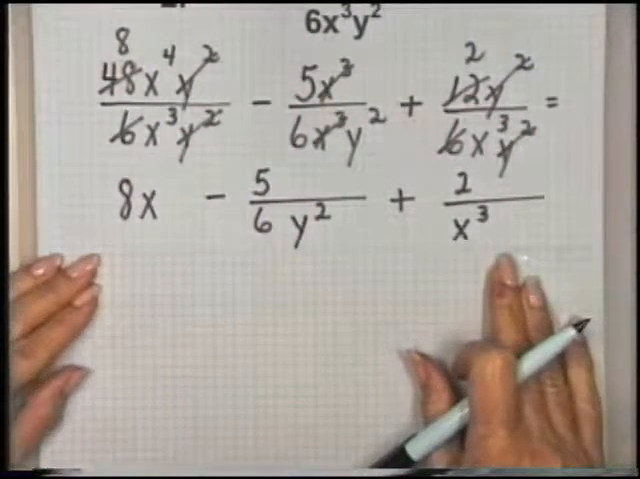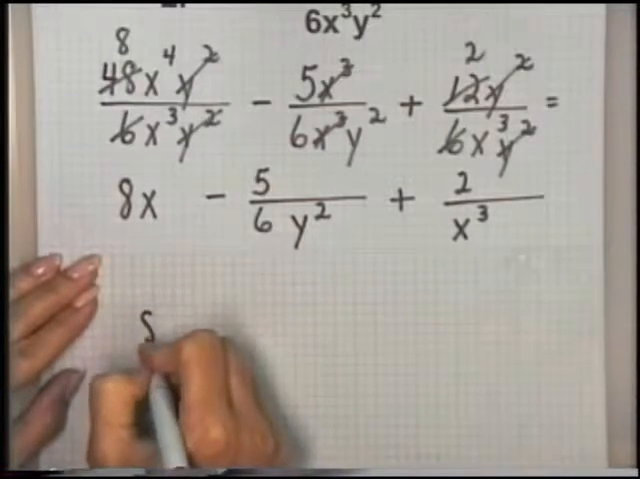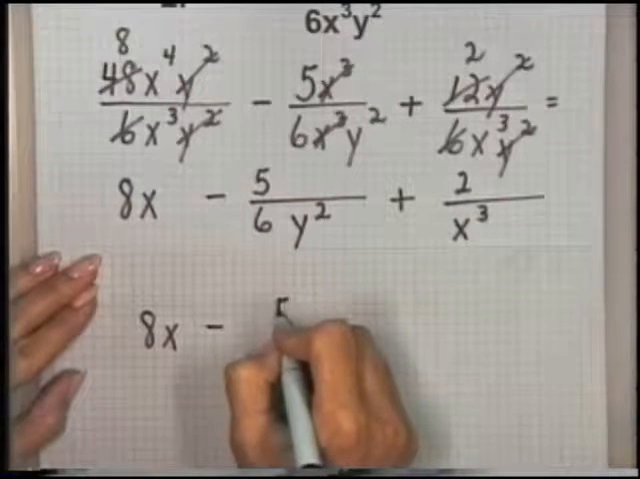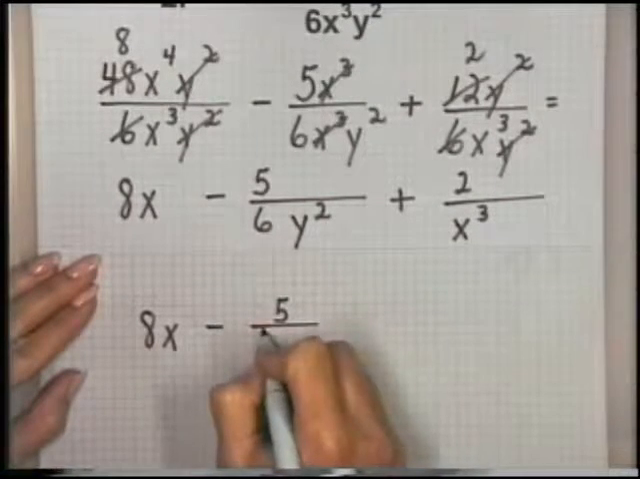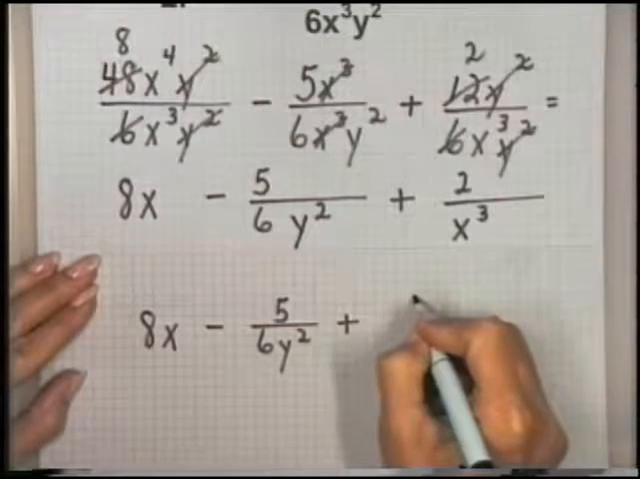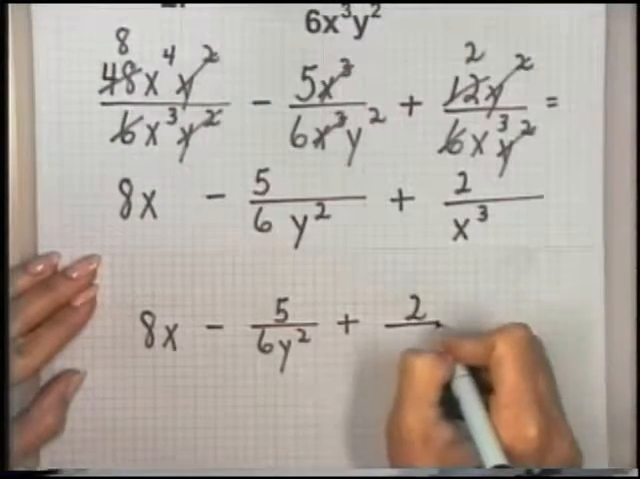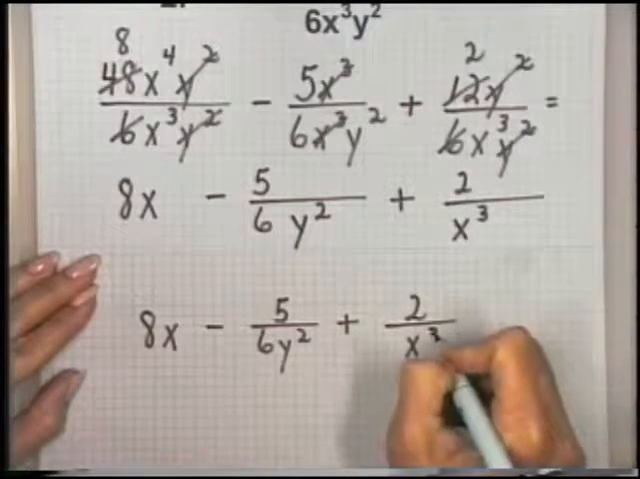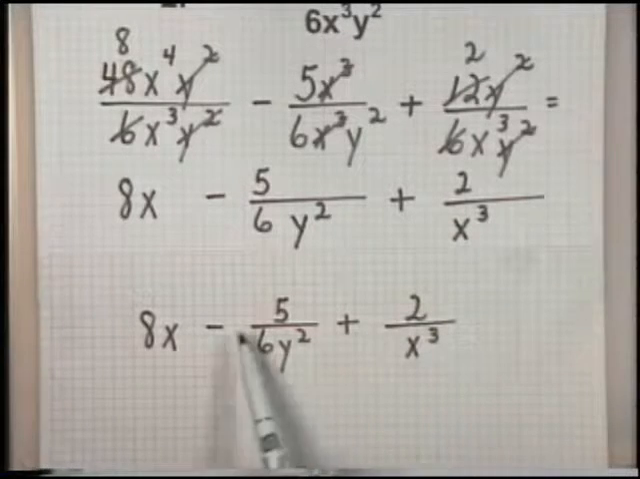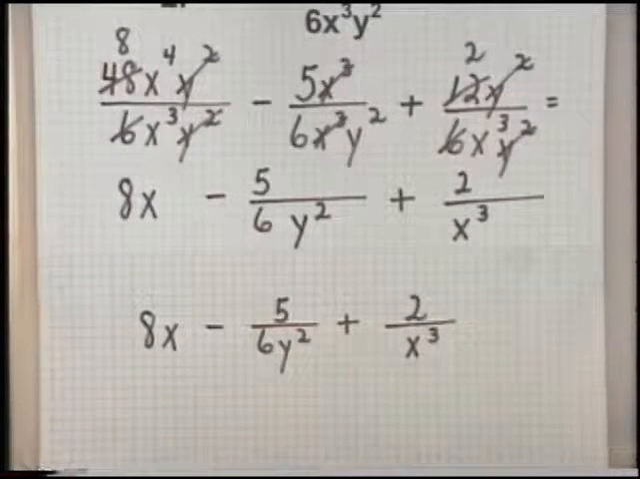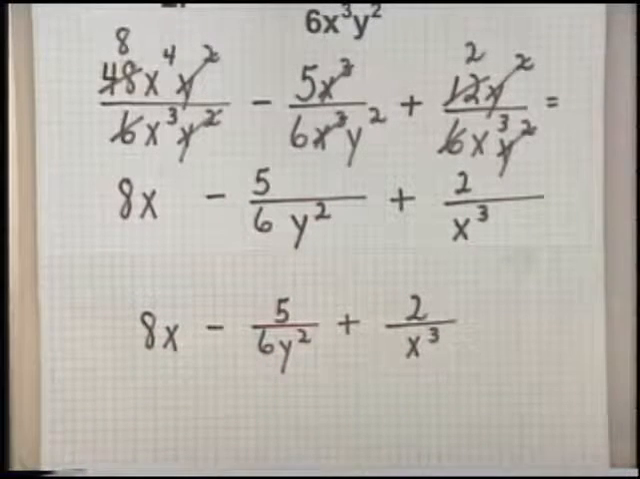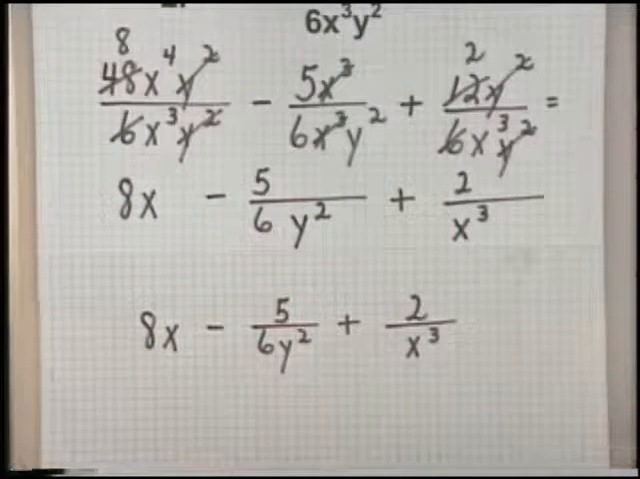let's be sure that you understand how we do write this and what's correct and what's not correct. I have 8x subtract the fraction 5 over 6y squared, plus 2 over x cubed. Now, do not be tempted to connect these fraction lines. It would be incorrect to do that. Each of these represents a separate term, and it's very important that you keep them separate.